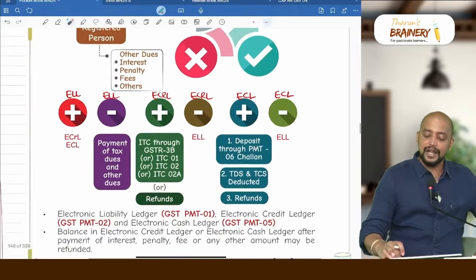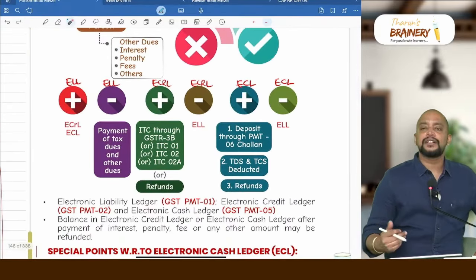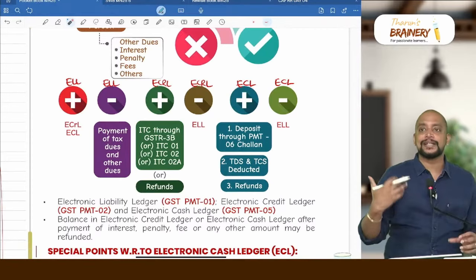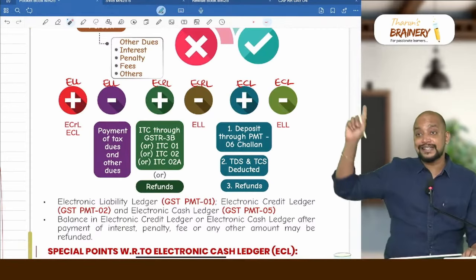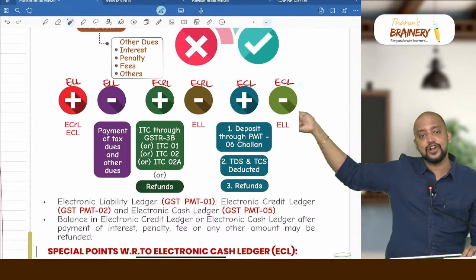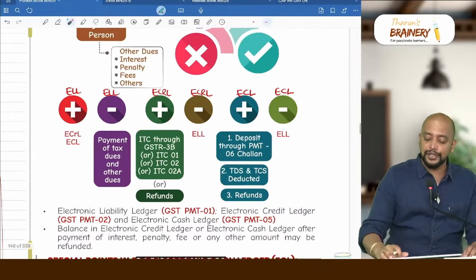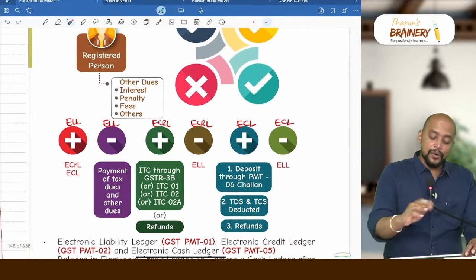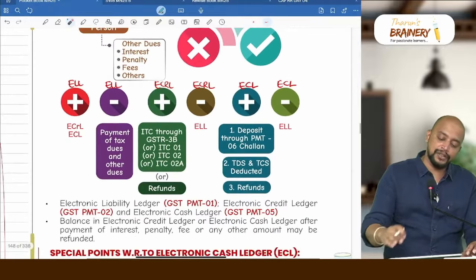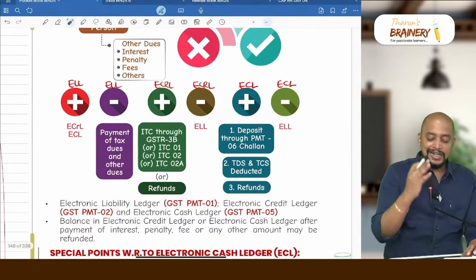Then how will the money come into the cash ledger? Whenever we make a deposit through PMT6 challan, or TDS and TCS deducted by the recipient and e-commerce operator will come into the cash ledger, or any refunds also will come into the cash ledger or credit ledger. Whatever money is coming into the cash ledger will be used for payment of the liability ledger, that is an inflow into the liability ledger.